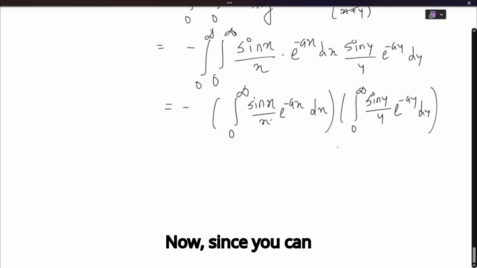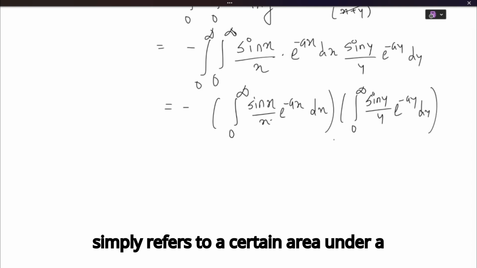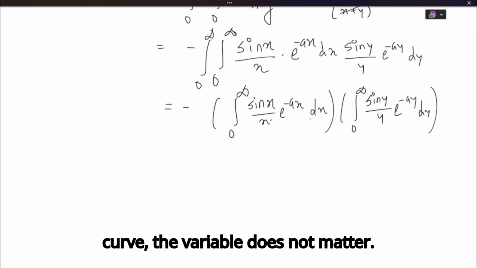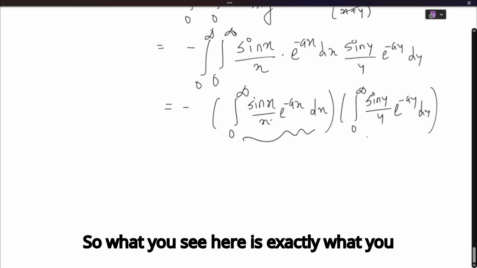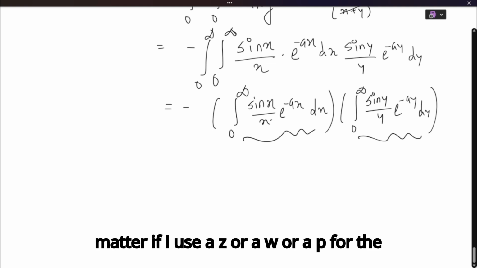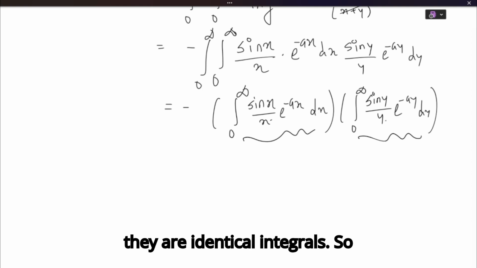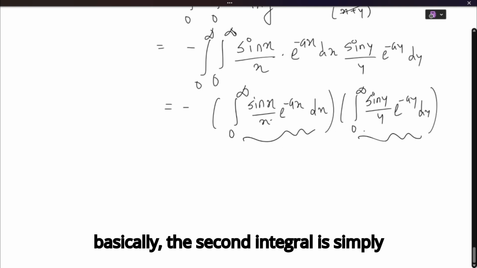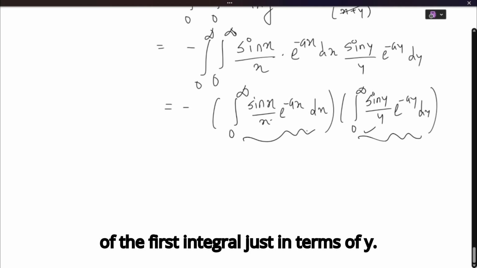Since you can understand that definite integration simply refers to a certain area under a curve, the variable does not matter. So what you see here is exactly what you see here. It does not matter if I use a z or a w or a p for the variable here or here. You can see they're identical integrals. So basically, this second integral is simply equal to the first integral. It's a copy of the first integral just in terms of y.